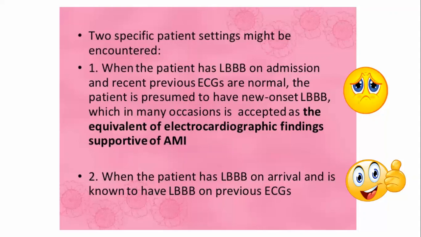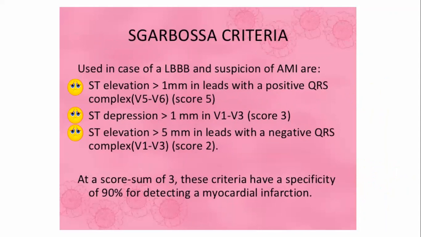The second setting of left bundle branch block, as we were saying it another way: if you have a left bundle branch block on arrival to the hospital, and you see previously documented left bundle branch block on previous EKGs or in your problem list, you're okay. That's happy face. There's something called the Sgarbossa criteria, and it's used in the case of left bundle branch block and suspicion of acute MI.